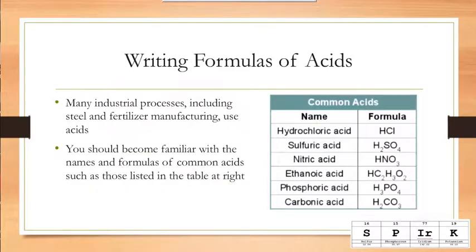So there are many industrial processes, including steel and fertilizer manufacturing, that use acids, and you should become familiar with the names and formulas of some common acids, such as those listed over here at the right. These are the most common acids that industry uses, and some of the most common that we will use in this class. Most commonly, we're probably going to end up using just hydrochloric acid and sulfuric acid.